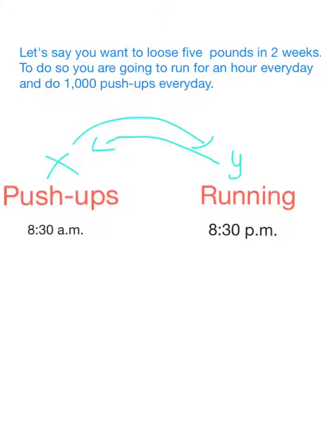no matter if you run at 8:30 a.m. or you run at 8:30 p.m., and no matter if you do push-ups at 8:30 a.m. or you do push-ups at 8:30 p.m., you're still going to lose the 5 pounds in 2 weeks by doing these two things, just like the x and y axis.